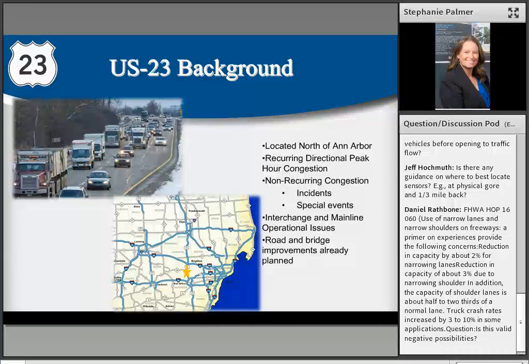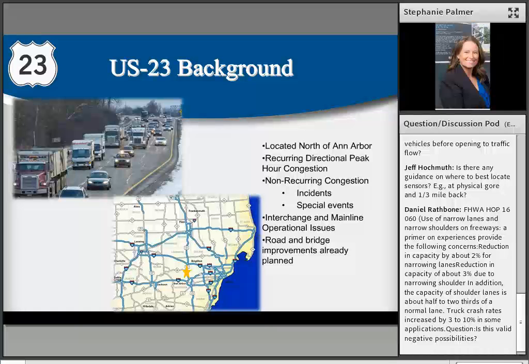So just to give you a real brief background on US 23, it's located in southeast Michigan, just north of Ann Arbor, so really close to the University of Michigan. And we have really high reoccurring directional peak hour congestion there. So southbound in the morning and northbound in the afternoon. We also have non-reoccurring congestion that is associated with incidents in the corridor because we don't have a good alternate route, and also special events primarily related to the University of Michigan.